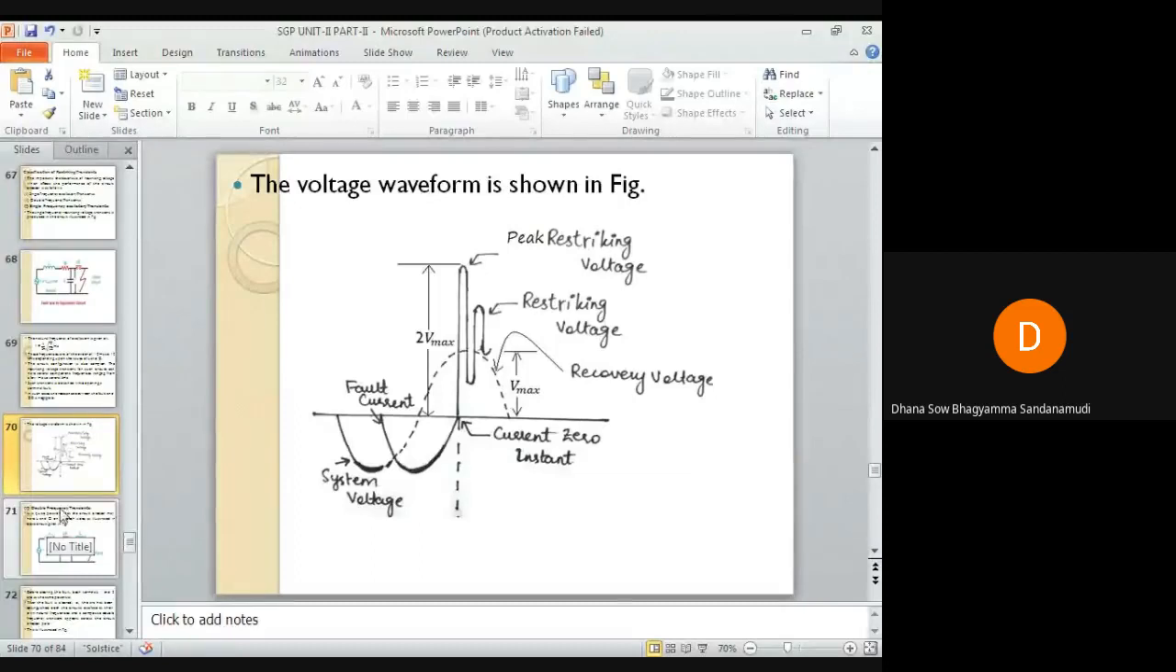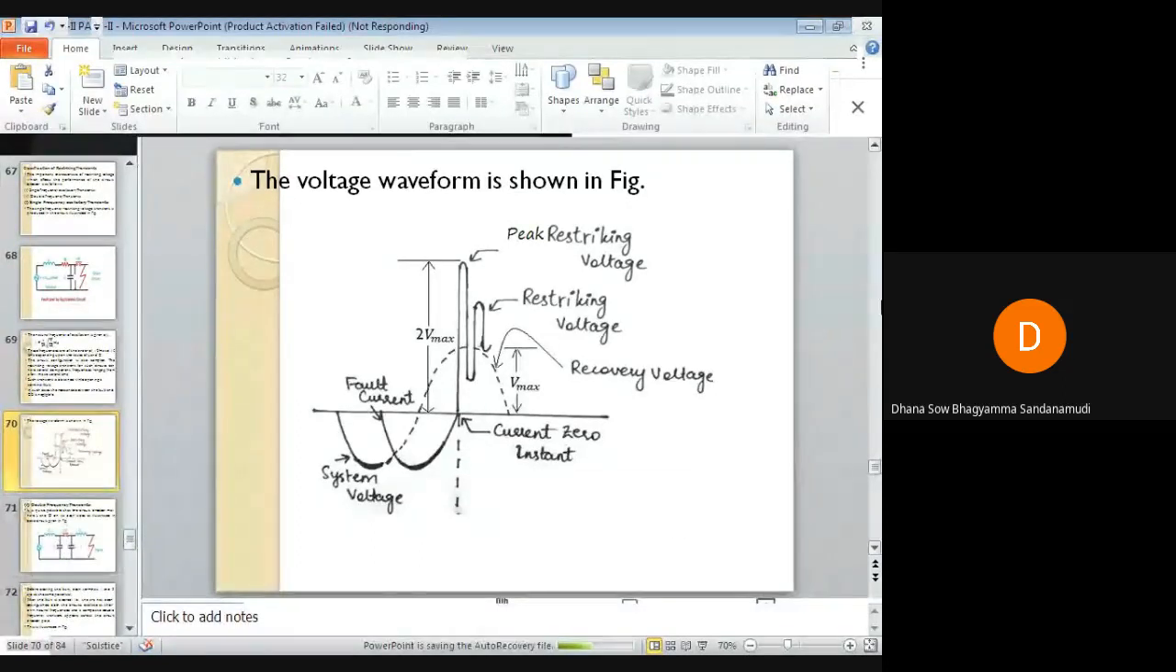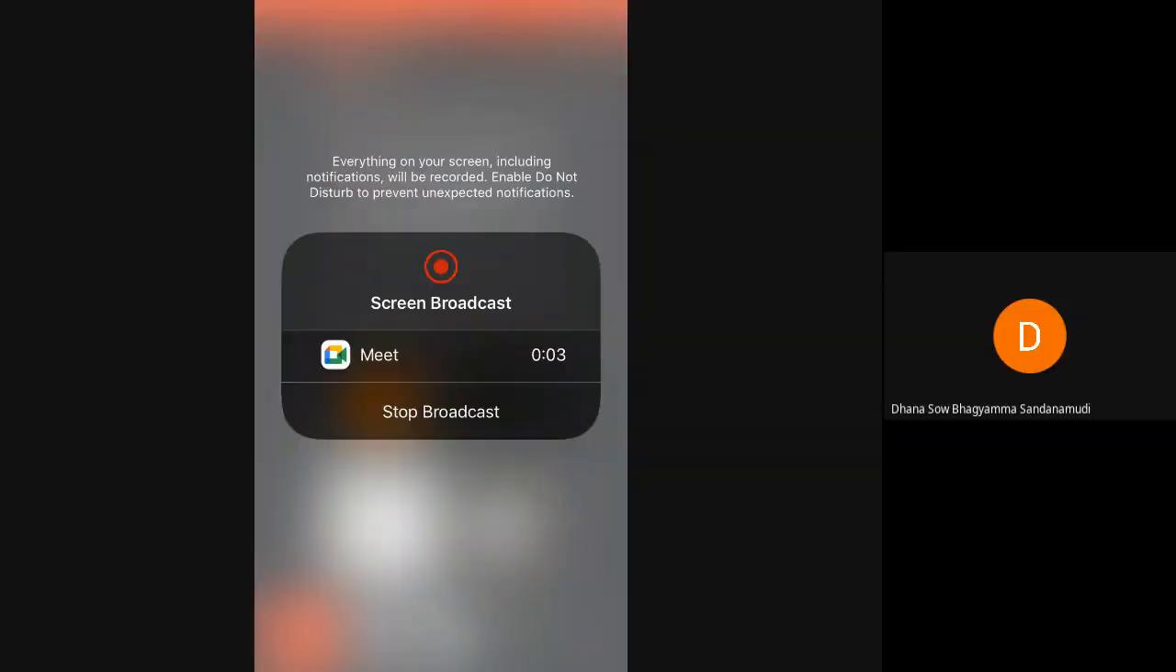In circuits which operate at low natural frequencies, the voltage across the circuit breaker contacts will rise slowly, thereby giving longer time for building up of the dielectric strength.